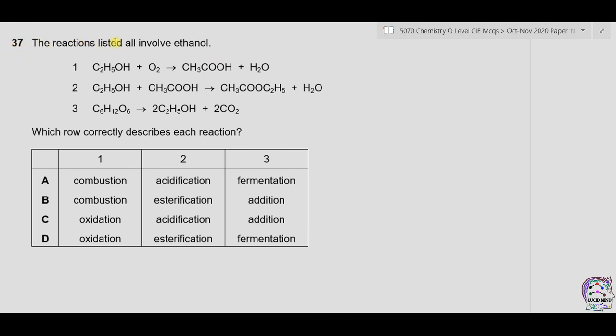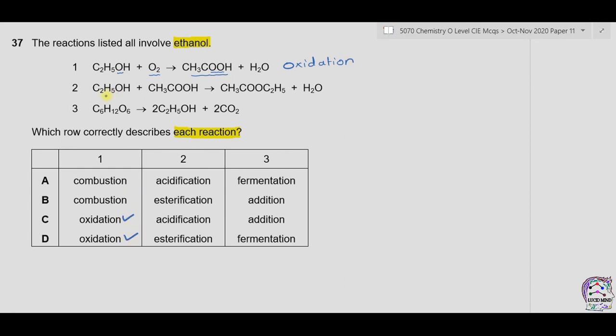Question 37. The reactions listed all involve ethanol. Which row correctly describes each reaction? In 1 we have 2 options, either combustion or oxidation. Let's look into the reaction. We have ethanol which reacts with oxygen to form ethanoic acid, and as the number of oxygen atoms has increased from 1 to 2, therefore reaction 1 is oxidation. So it could be C or D.